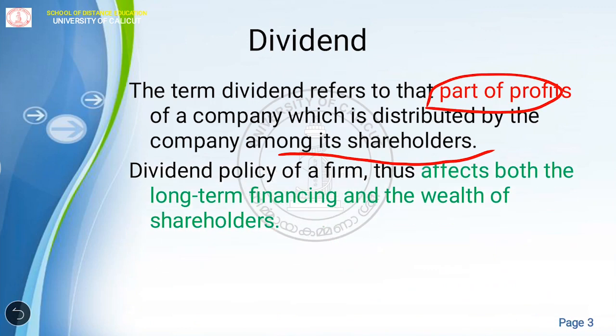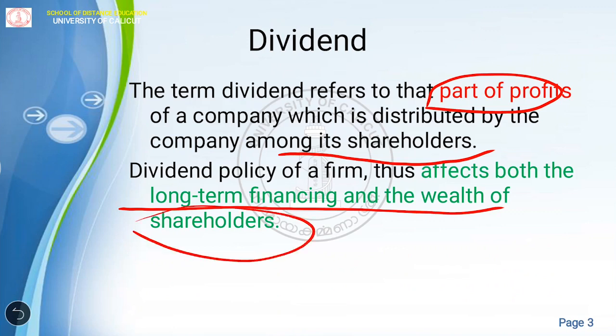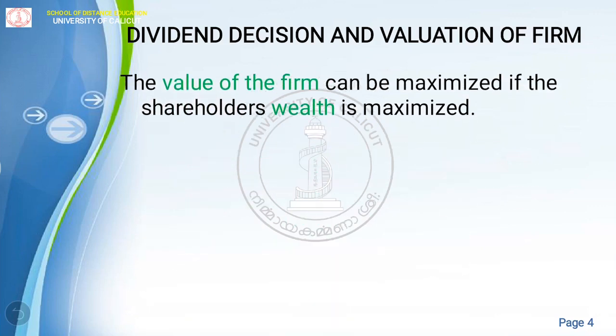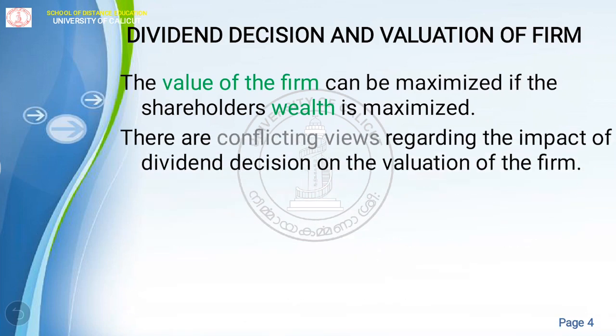The dividend policy of the firm affects both the long-term financing and wealth of the shareholders of the organization. If we are distributing the dividend, that will affect the long-term financing capacity of the organization and also the wealth of the company. So we have discussed the terms dividend decision and value of the firm. The value of the firm can be maximized if the shareholders' wealth is maximized. So we have two conflicting views regarding the impact of dividend decision on the value of the firm.